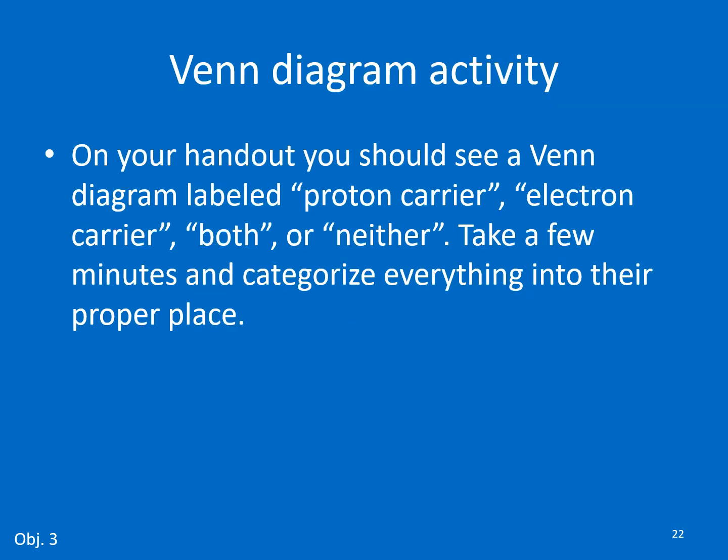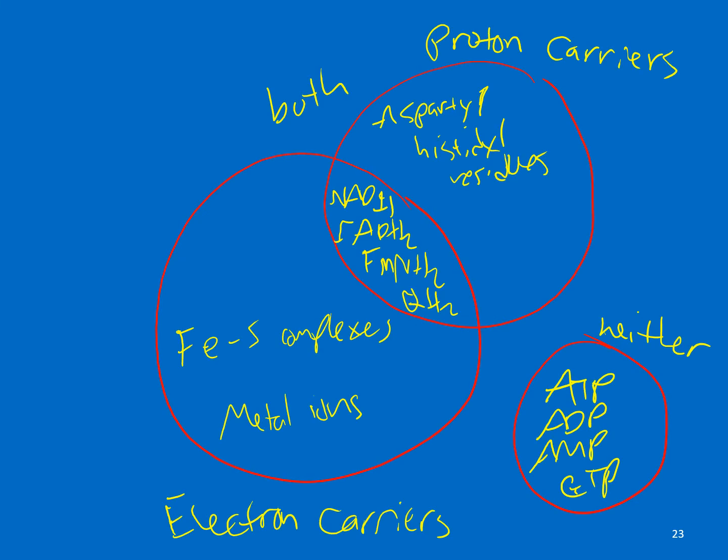All right, I hope you've taken a few minutes to categorize things. Let's go ahead and go over these, get that information down. All right, here's what I came up with. So sorry about the handwriting, though it's probably better than what I do on the whiteboard or on the chalkboard on a daily basis. So for proton carriers, we've got aspartyl and histidyl residues, as we just talked about. For electron carriers, we've got iron-sulfur complexes and metal ions. And both things that can transfer electrons and protons are going to be NADH, FADH2, FMNH2, and QH2.